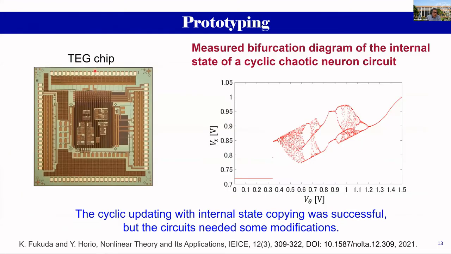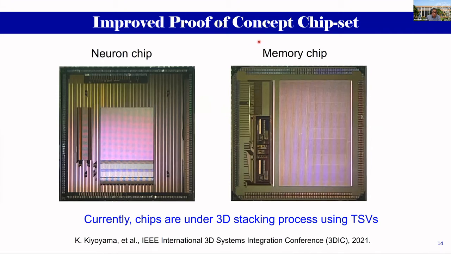So we made a test chip, and we fabricated the chip, and we made a cyclic chaotic neuron circuit out of this circuit, and we got a nice bifurcation diagram of the cyclic chaotic neuron circuit. So we confirmed that the cyclic updating with internal state copying was successful, but we needed some circuit modification for more performance. So the proof of concept chip was designed as Professor Kiyoma mentioned. So I will skip this.